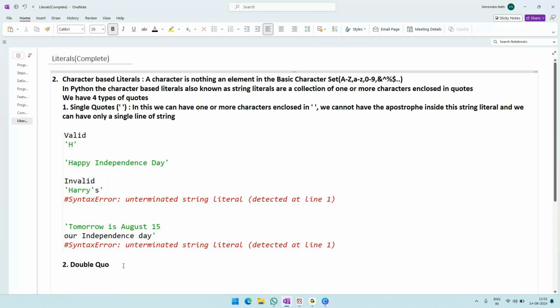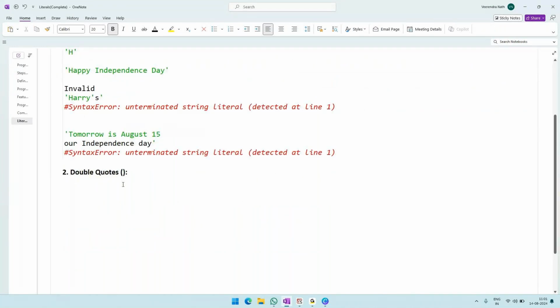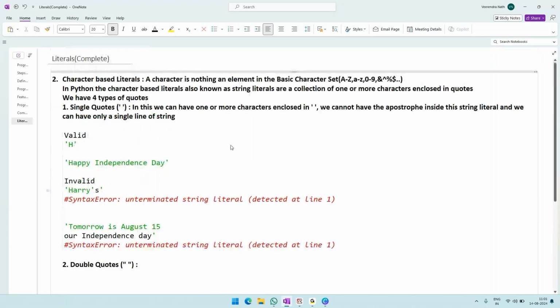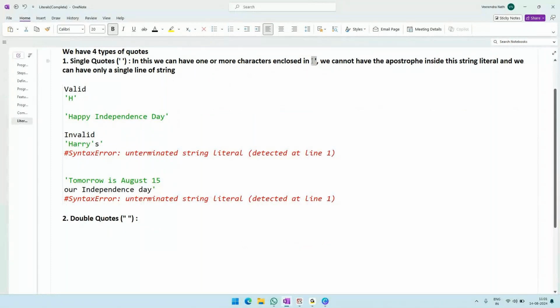Second one is double quotes. Whenever we are talking about double quotes, a double quoted string means one or more characters enclosed in double quotes. We can have apostrophe, but we cannot have double quotes inside the string. Now in this, we can have a string literal in double quotes.